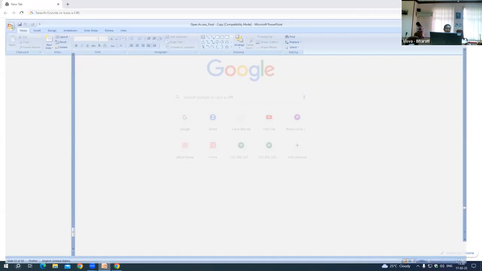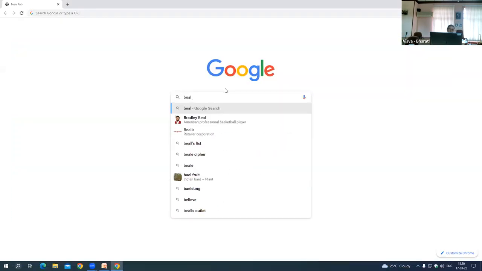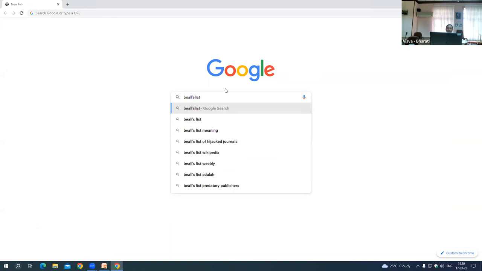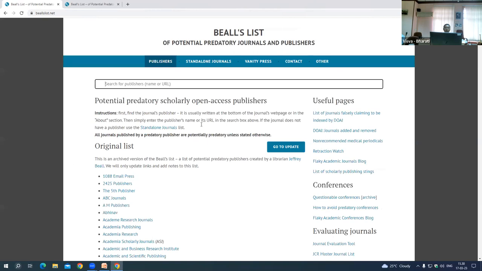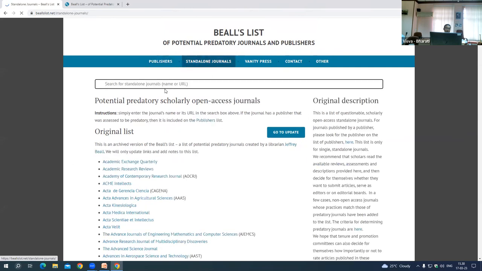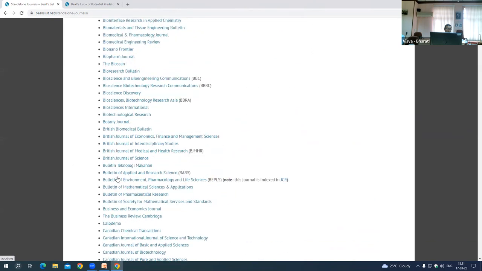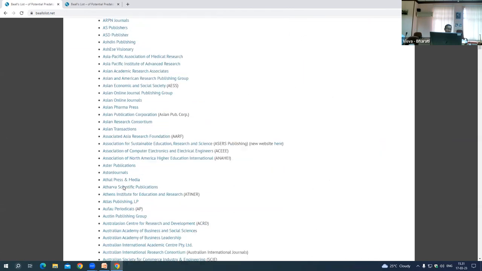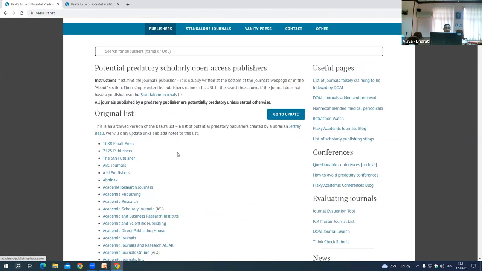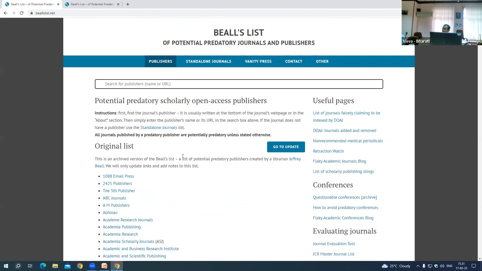Now, Beall's list. This is the Beall's list website. This is the original list of publishers, and this is the original list of journals. There are so many journals you will find in this list, and you will find predatory publishers also. You can check this platform before selecting a journal to publish your article.